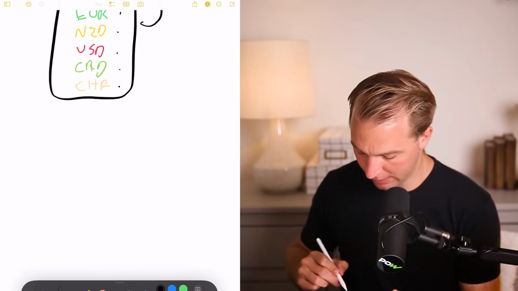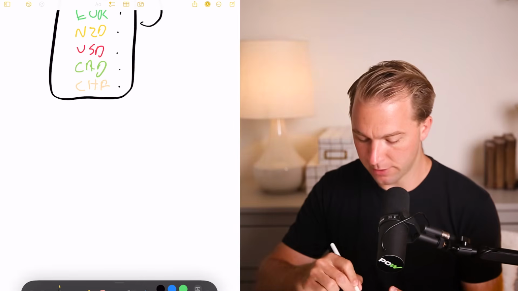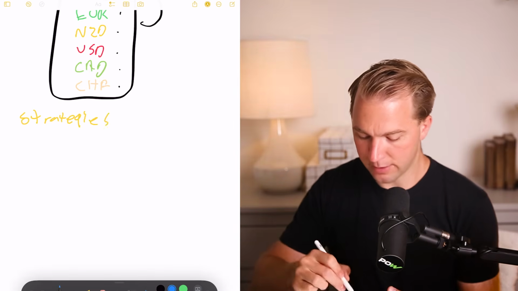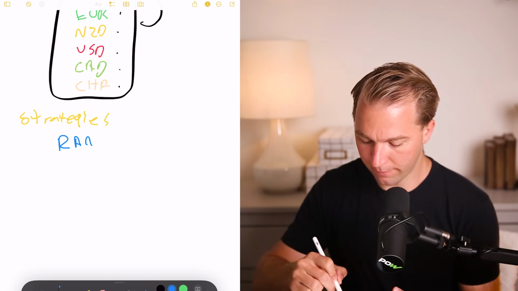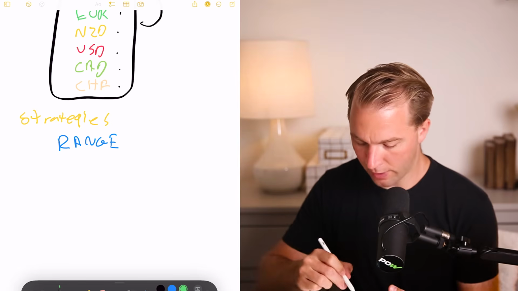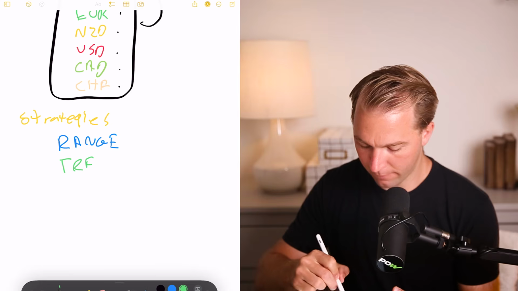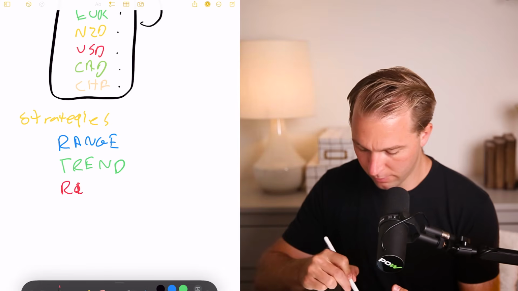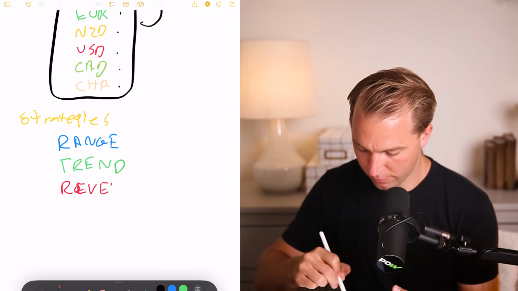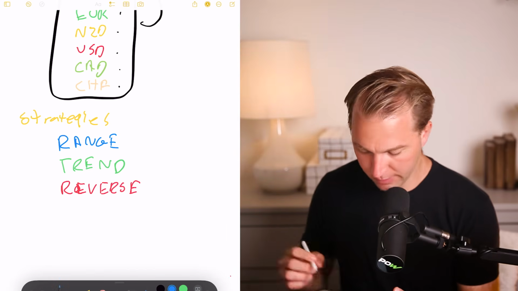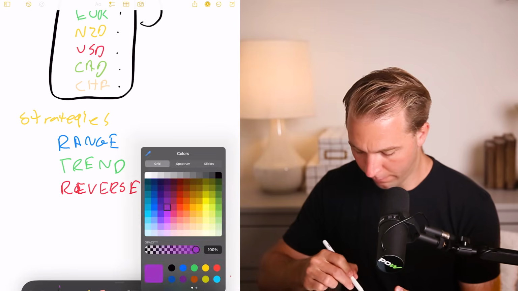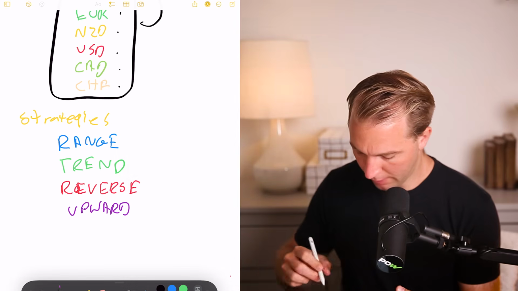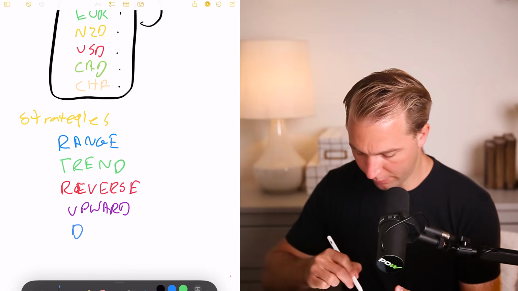That's currency pairs. Now, the next would be strategies. We can diversify strategies. Is the market ranging? Is the market trending? Is the market about to reverse? Is the market trending upward? Are we trending up, or are we trending down? Is the market going down?